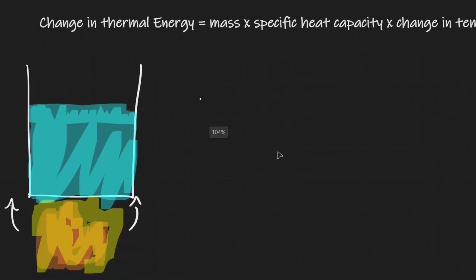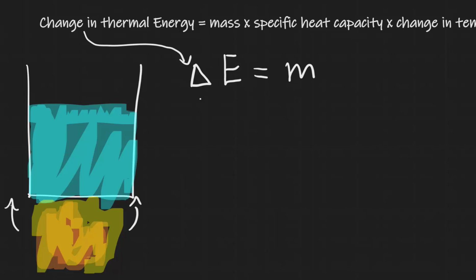Well, first of all, it will depend on the mass. So the change in thermal energy, which mathematically we write with a little delta, this delta just simply means change, will be proportional to the mass. Think about it, if we're heating up, I don't know, the ocean, we would need a lot of energy. Whereas if we're heating up a cup of tea, we would need a little bit less energy.